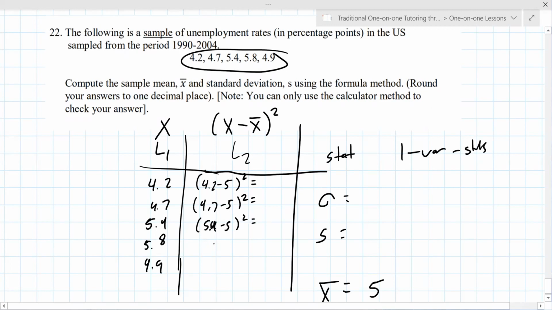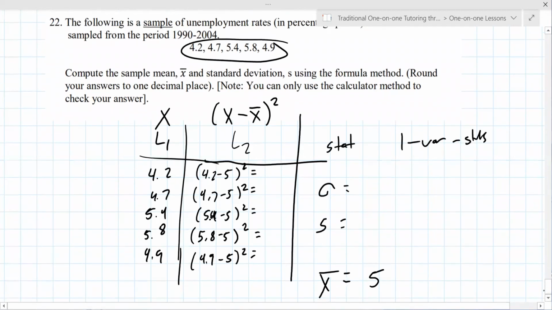Now your calculator can kind of help, but you still got to write all these down. Just a little slow. So you get these numbers here, and then you add them up. Okay.